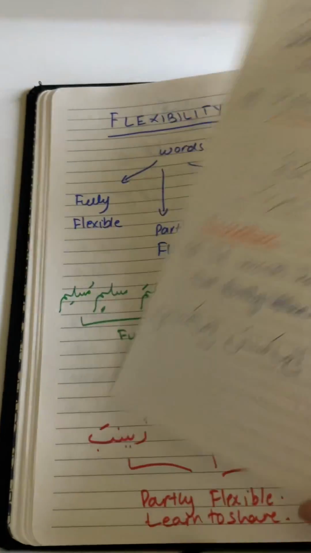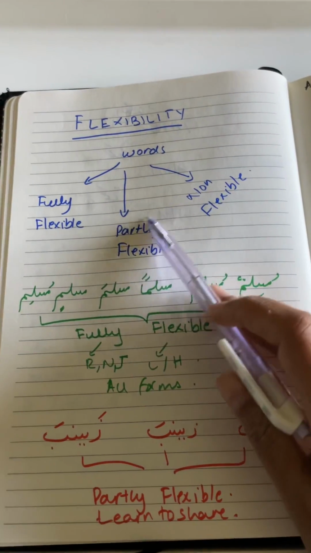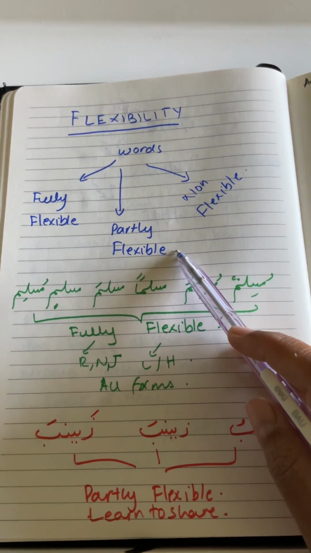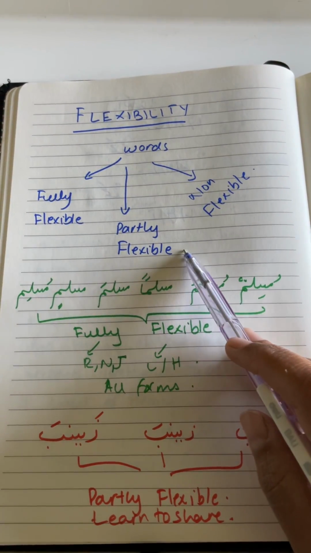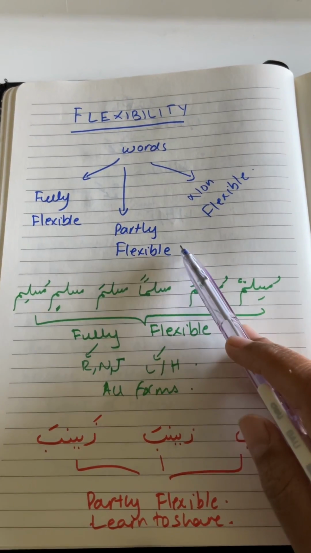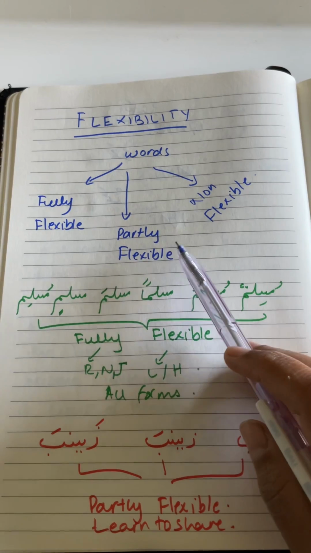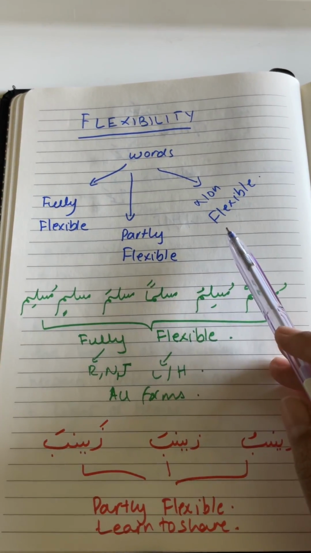So this was about the flexibility. The words can be fully flexible, that are most words in Arabic. They can be partly flexible. Partly flexible words are the non-Arab names and the names of the places. Exceptions are that if the names have three letters, then they become fully flexible, or if there is an al in the beginning, then they become fully flexible.